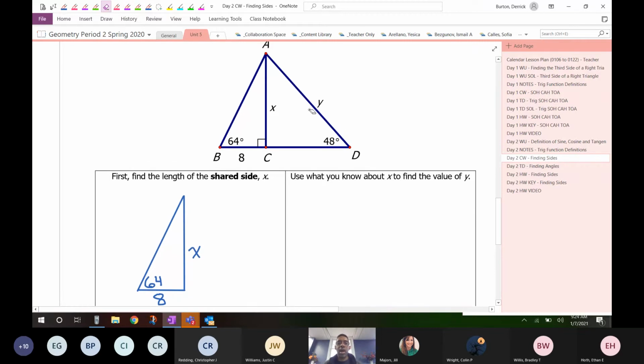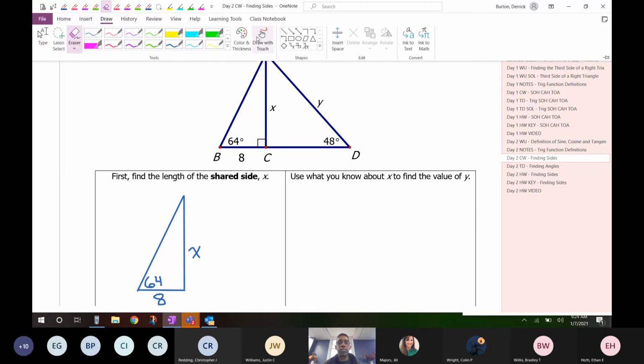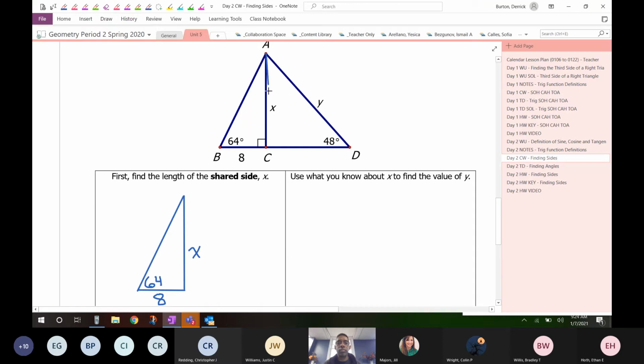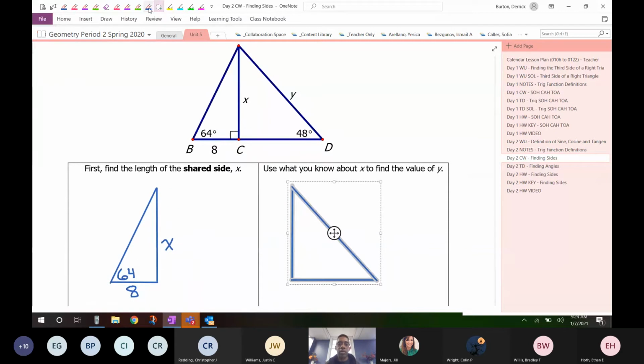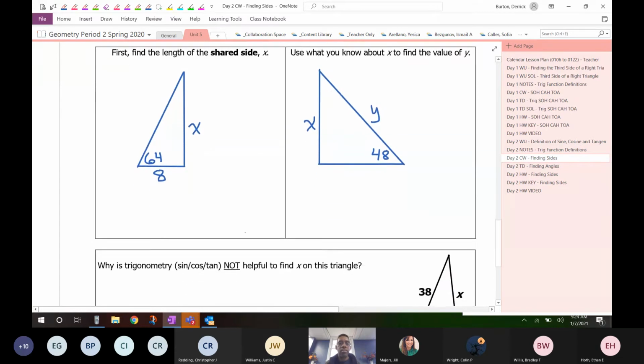I'm going to go ahead and copy the triangle on the right as well. Here's a copy of the triangle on the right. If I were to label this, I've got x right here, I've got the y here, and I've got this 48 right there. We're going to solve the first triangle. We're going to solve this first.